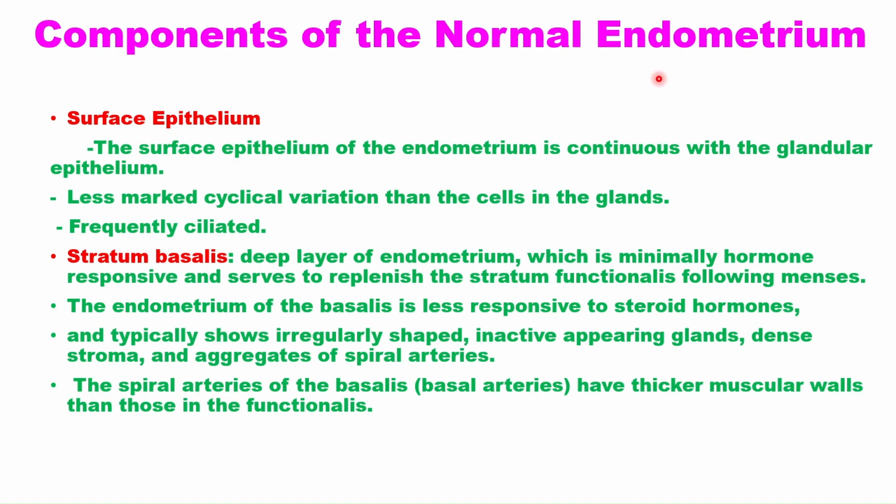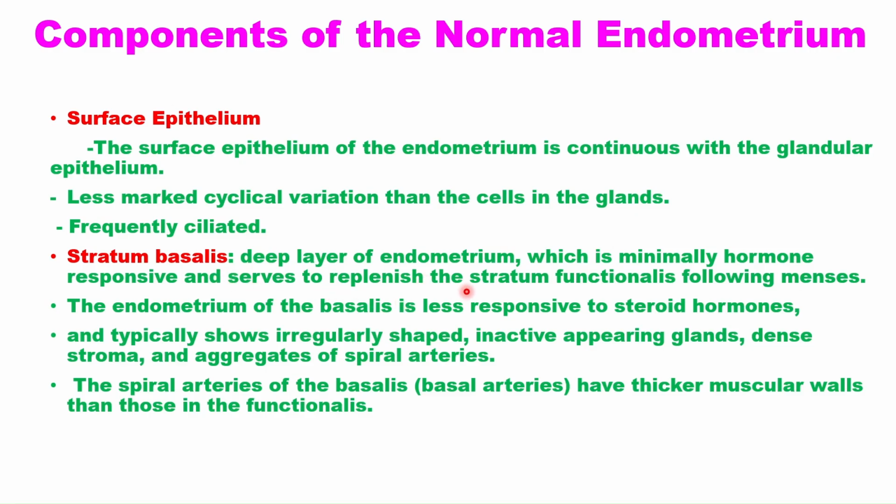Now what are the components of normal endometrium? First is the surface epithelium. This epithelium is continuous with the glandular epithelium and it is the innermost layer of the endometrium, where it lies in the uterine cavity. This layer shows less marked cyclical variation than the cells in the glands and it is frequently ciliated.